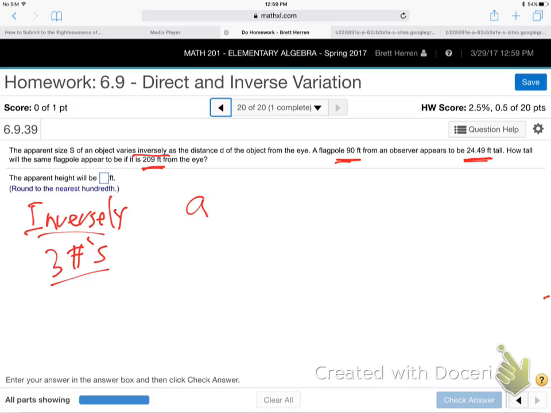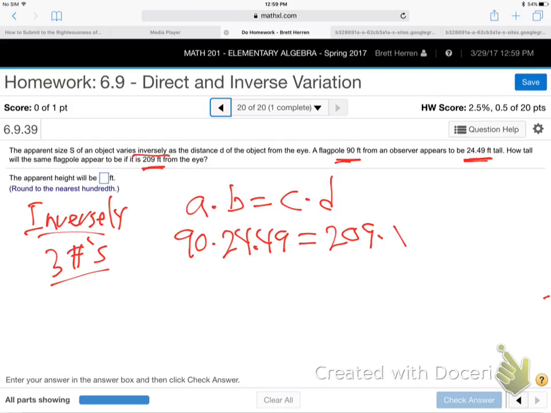All right, so you know it's A times B is C times D. What is it? 90 times 24.49 is 209 times X. What's that left side? 2204.1. How do you know it's multiplied together?